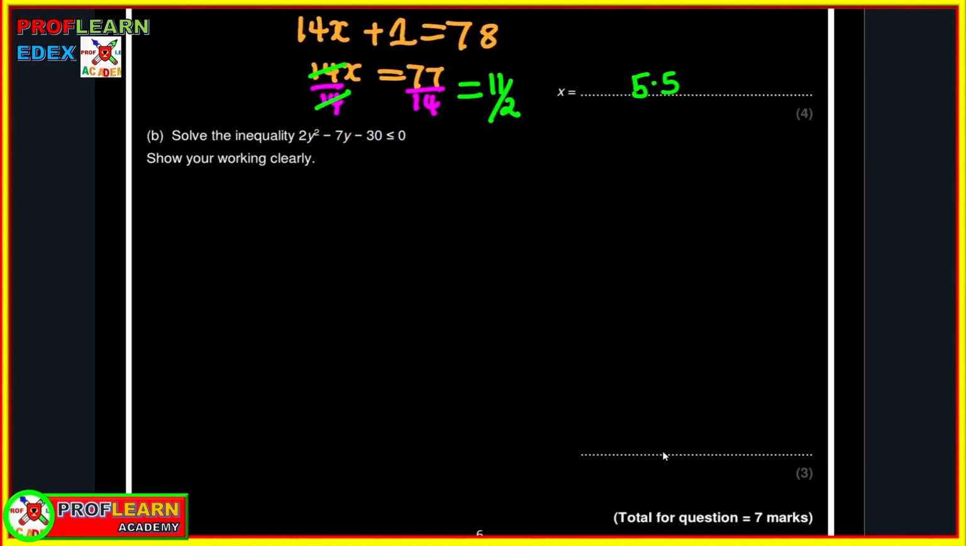All right, so we are supposed to solve the inequality 2y squared minus 7y minus that is less than or equal to 0. So given this question, this is the easiest question that you'll ever be given. Don't be scared.